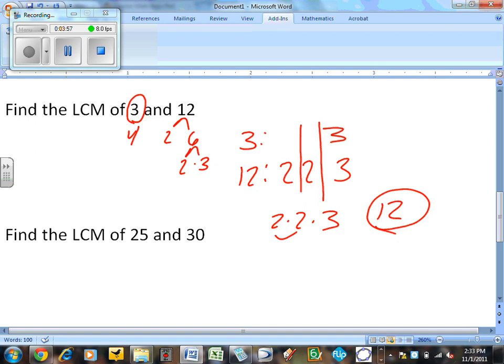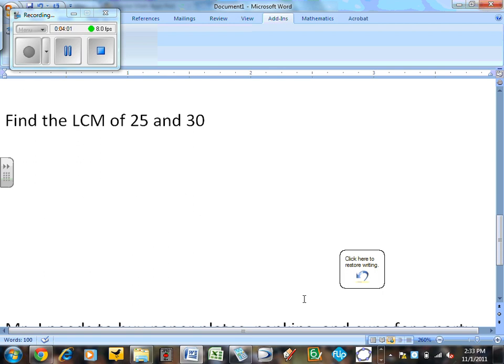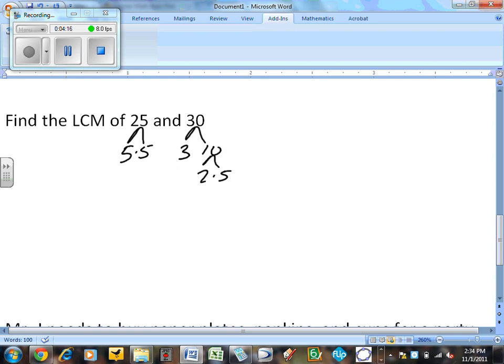And so we can get them to be the same number. All right. Find the least common multiple of 25 and 30. We're going to use the product of primes again. 25 can be broken down into 5 times 5. 30 can be broken down into 3 times 10, which can be broken into 2 and 5.